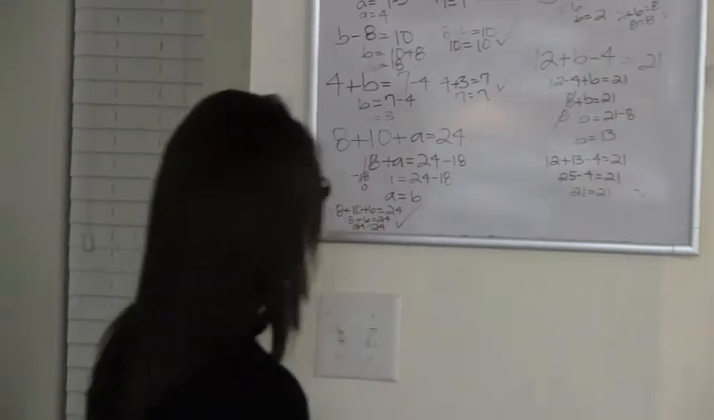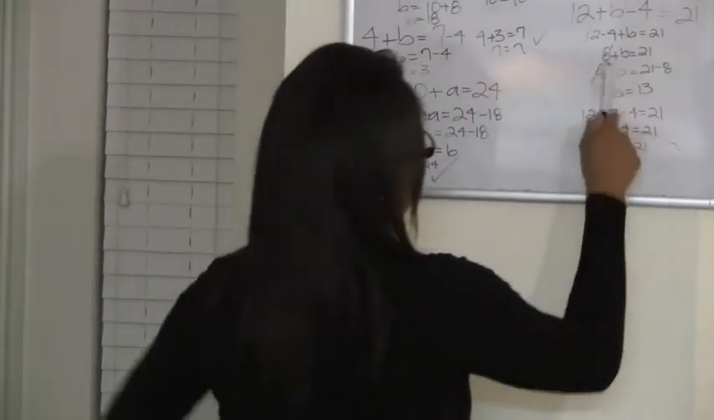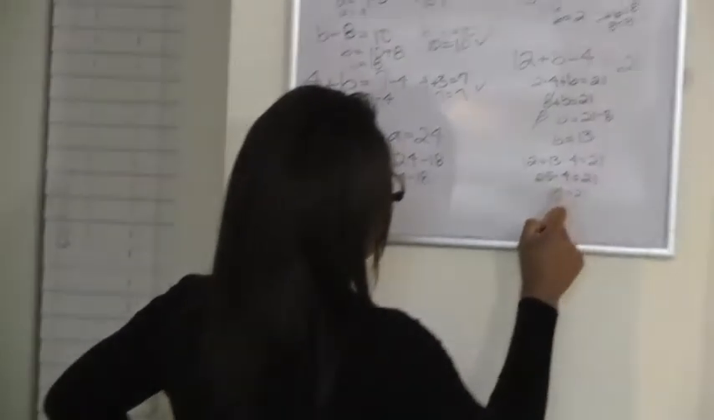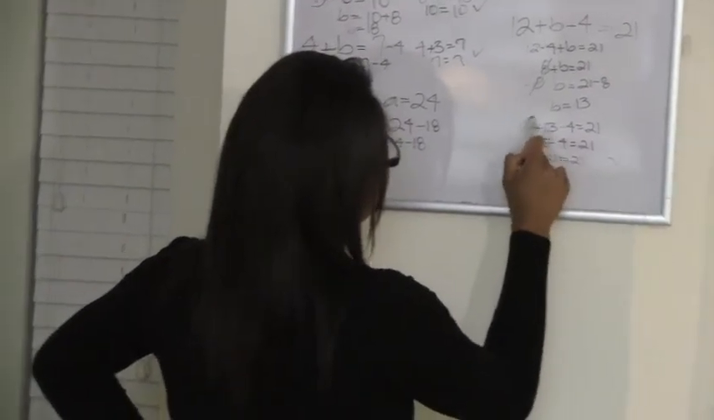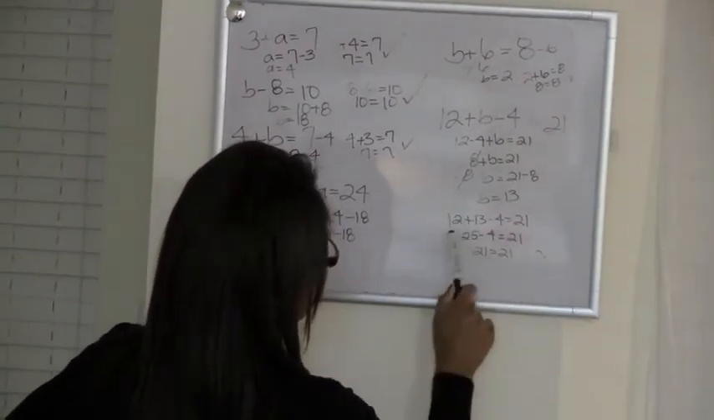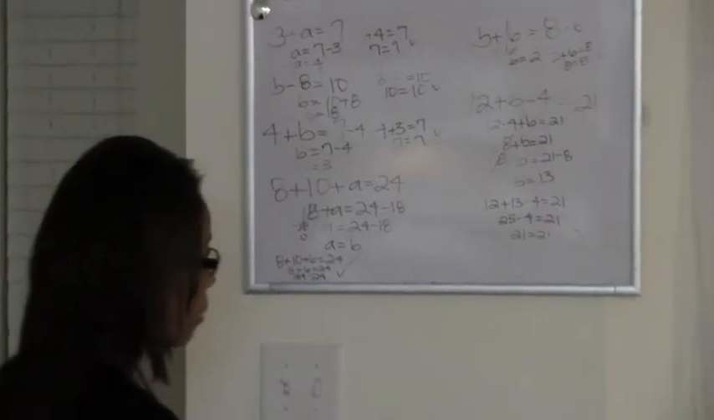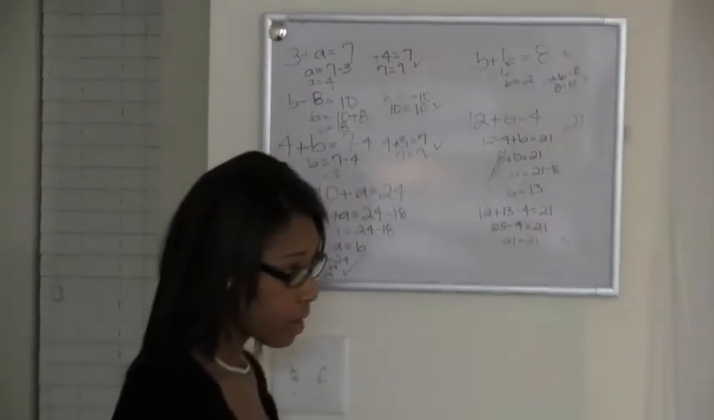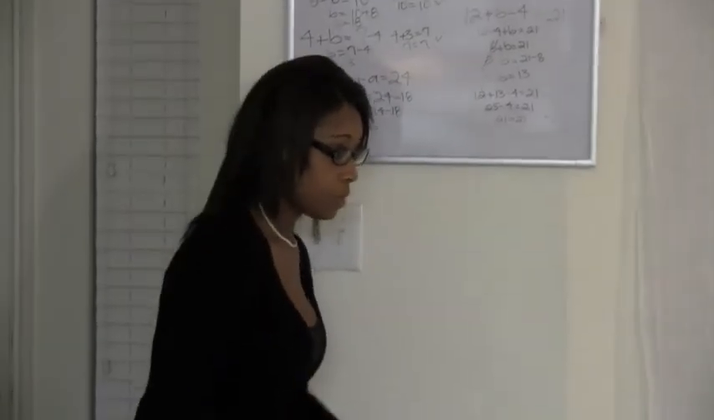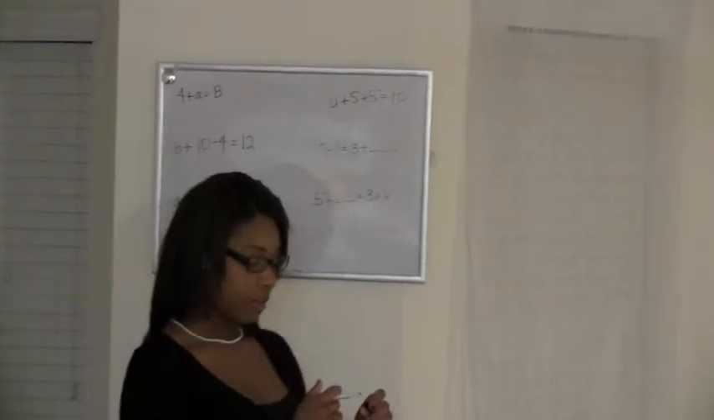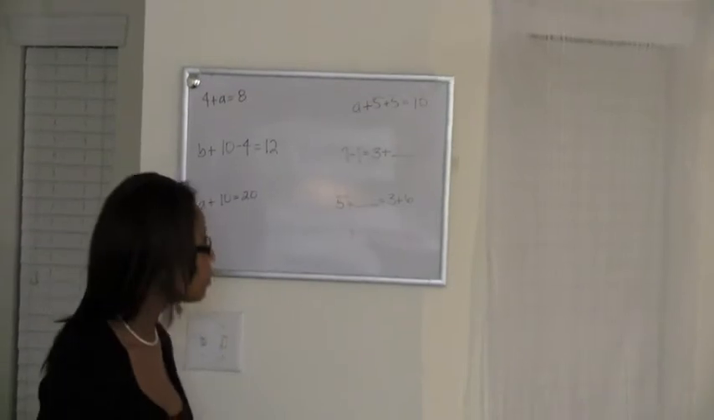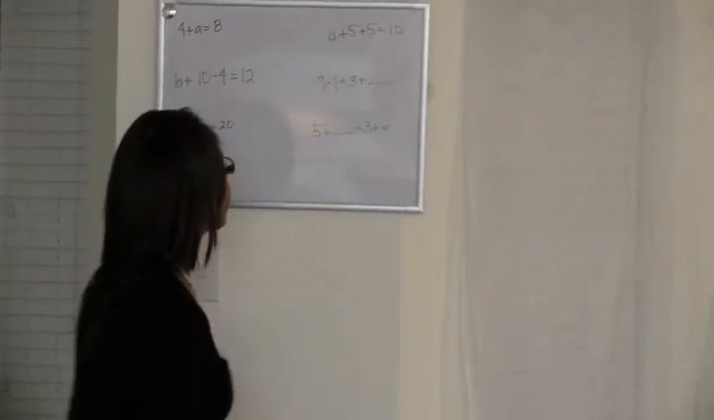So I'm gonna go over this one, how to check our work, how we plugged in the 13 for b. So 12 plus 13 minus that 4 equals 21. 12 plus 13 equals 25, minus 4 equals 21, and then you have 21 equals 21, and that checks your answer. Now I'm gonna give you some problems, and I'm gonna help you through those problems. Okay. Now I have some problems written on the board that I would like for you to go ahead and work out.